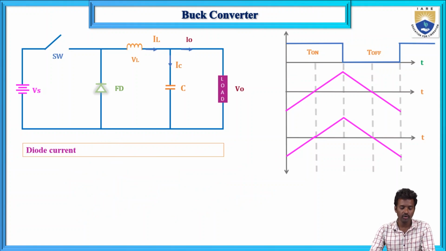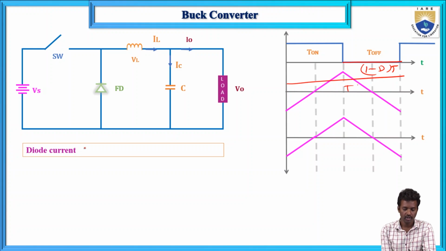And now the diode current means when the switch is off, this duration only. This is the total time period. When the switch is off, the diode will conduct, so the diode is in forward bias. When the switch is on, the diode is in reverse bias and there is no current. So in the turn-off time duration, the source current is the diode current.